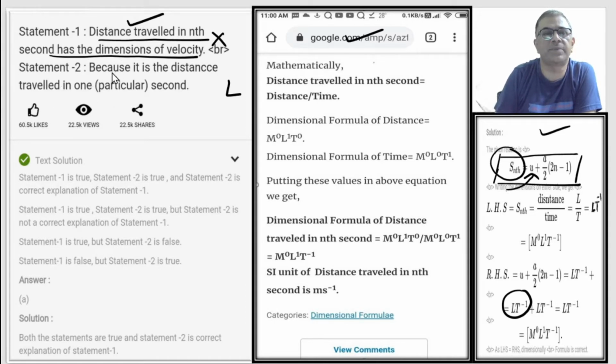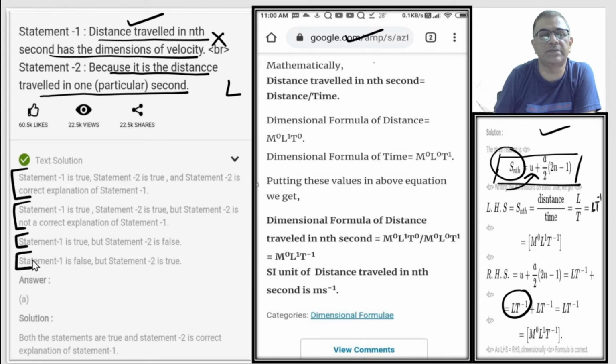And the second statement is that it is the distance traveled in one particular second. Yes, I agree that the distance traveled in the nth second is the distance traveled in a particular second. And you see over here, these are four different parts. Options: option A, option B, option C, and option D. So instead of reading all these options, you need to relook yourself.